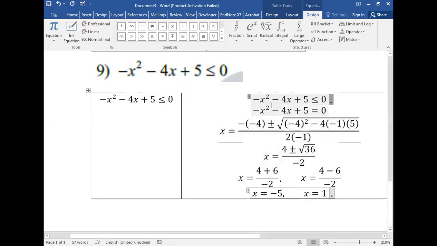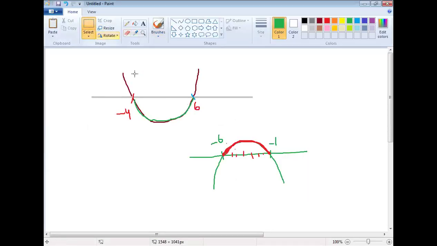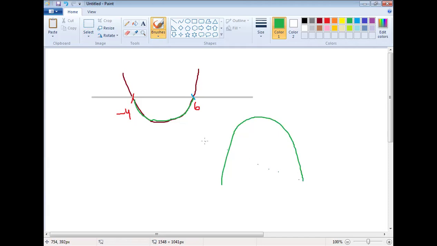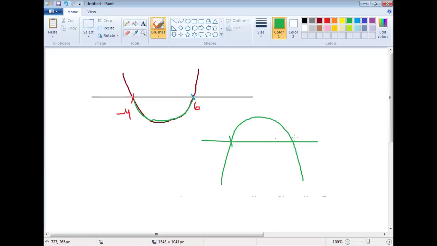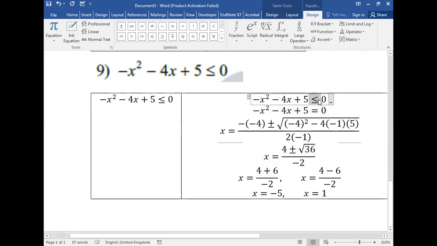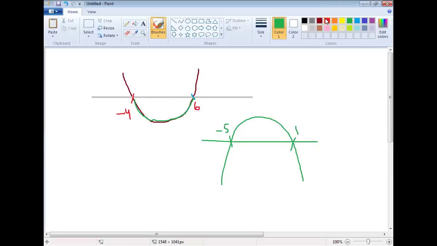So we know it's a sad face we are talking about, right? And for the sad face, the two critical points are minus 5 and 1. Can someone tell me what happens next? So we'll draw a sad face and your two critical points are minus 5 and 1. So where should I label minus 5 and where should I label 1? Very good. And what region were you searching for? You wanted it to be less than 0. Trace the region. Where do you find it negative? In this region and in this region.